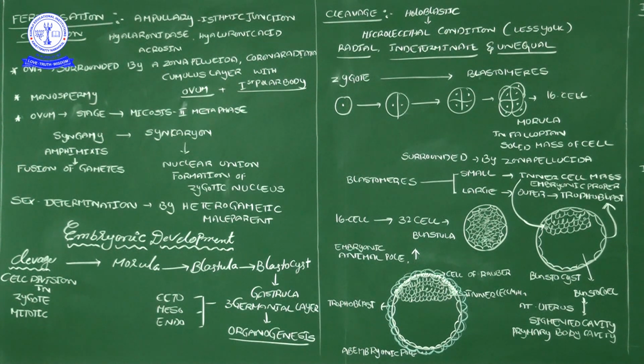Organogenesis. Then after organogenesis, a fully developed fetus is formed after the nine-month gestation period, and it will be delivered by the parturition process. We will continue today's video with the cleavages.